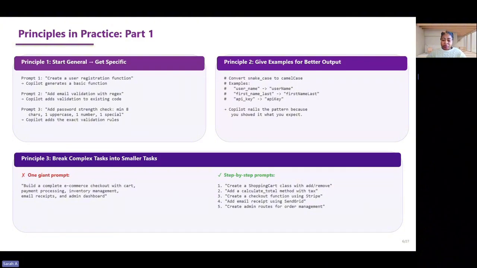Principle 3 as well, an example would be breaking complex tasks into simple tasks. So instead of "build a complete e-commerce checkout for me" or "build an Amazon for me," you can tell it step by step: create a shopping cart class with add or remove, add calculation to it, create a checkout function to it, add email receipt using SendGrid or whatever it is you want to use, create admin routes for order management. So this is an example, step by step, of how to break complex tasks into smaller tasks when you are building an application using GitHub Copilot.